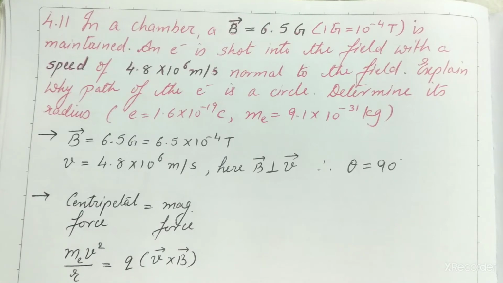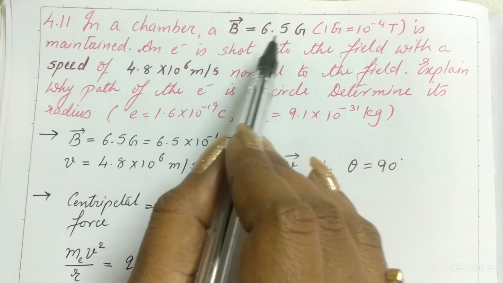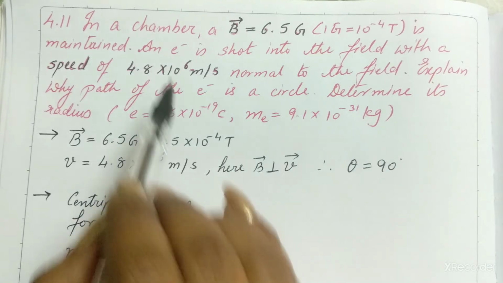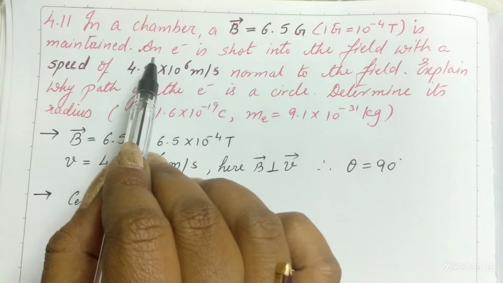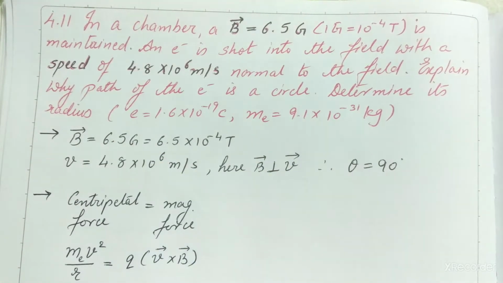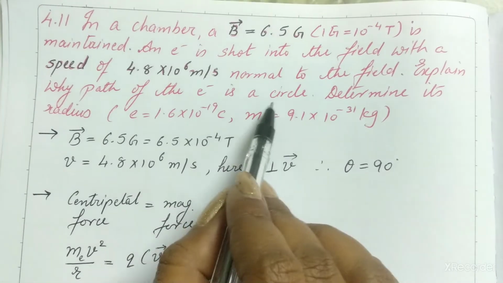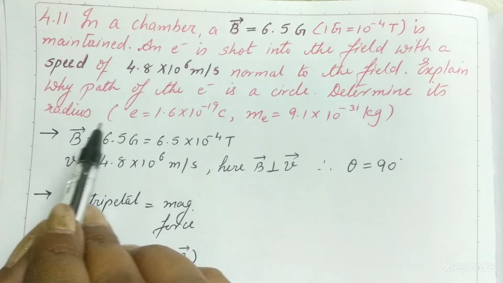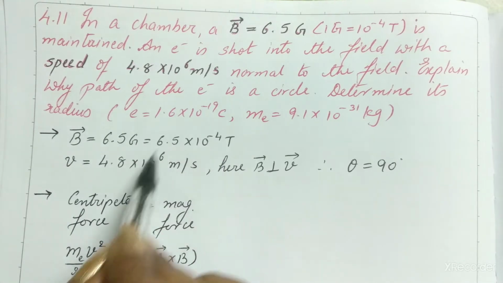In this question, we have a magnetic field of 6.5 Gauss in a chamber, and in this chamber we are injecting one electron perpendicularly to this magnetic field with this given speed. Now we have to explain why the path of the electron is circular, and we also have to determine the radius of the circular path.